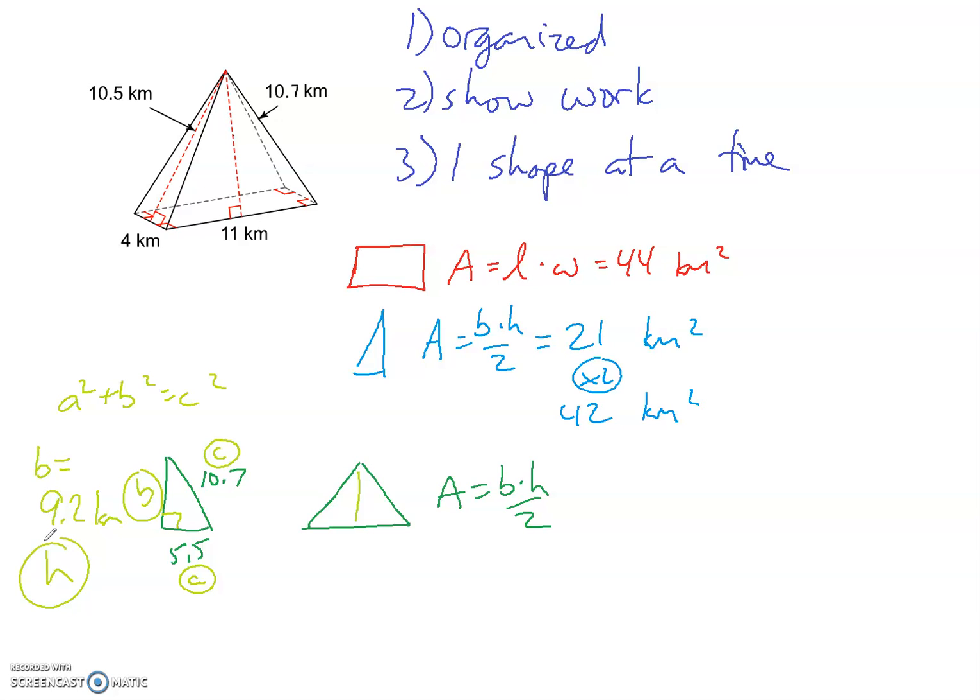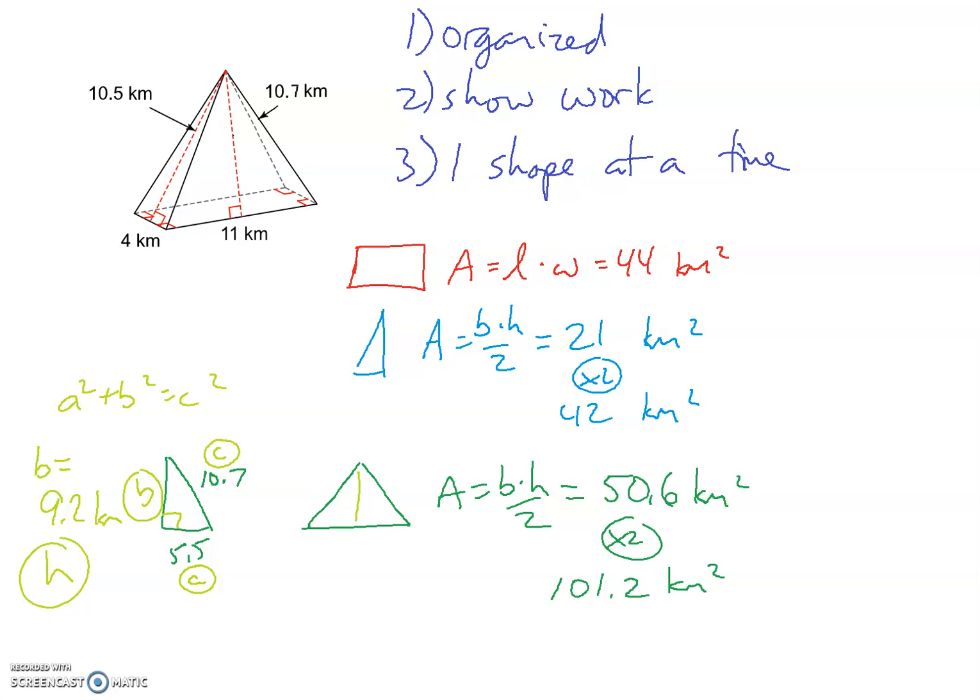All right, so I've got my base, I've got my height. My base is 11. My height is 9.2. I'll multiply them, divide by 2, and get the area for my triangle. And this gives me about 50.6 kilometers squared. Now, of course, once again, I have got 2 of those on either side. So I'm going to double that and get 101.2 kilometers squared all together.